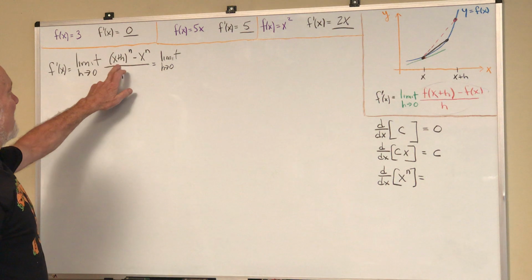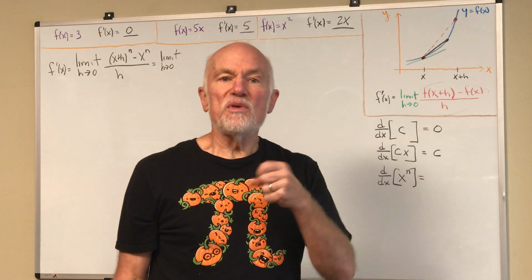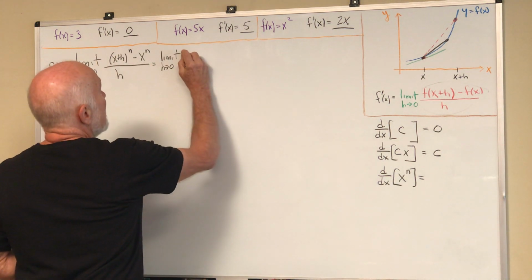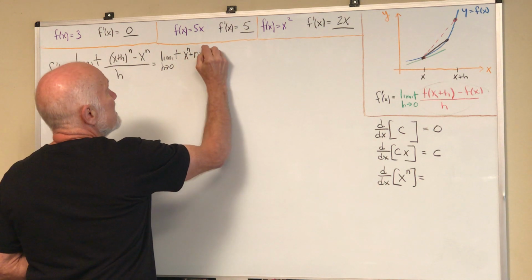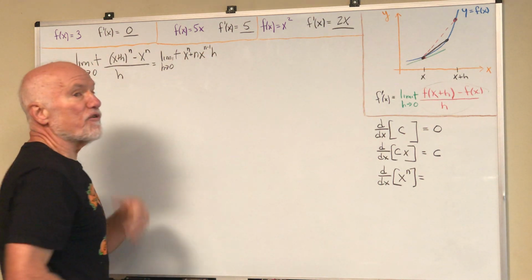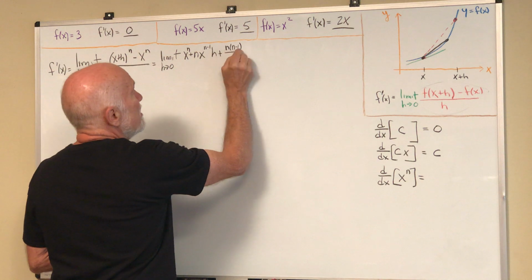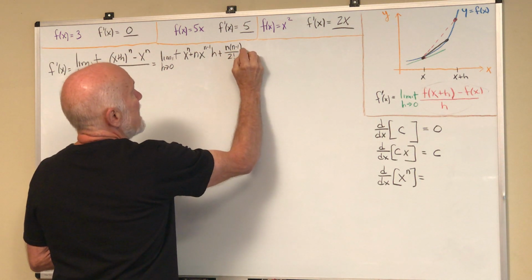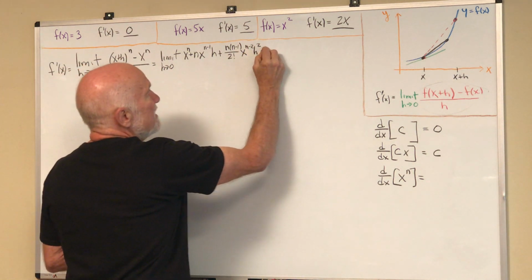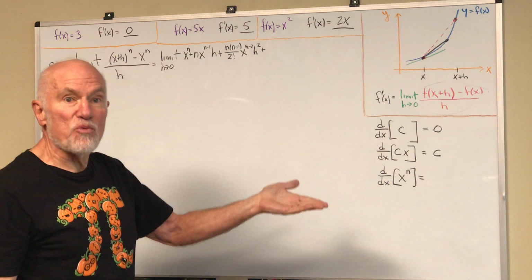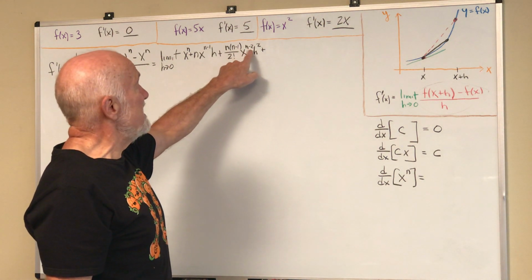Well, how am I going to take x plus h to the nth power? Well, we can use the binomial theorem. We can say x to the n plus n x to the n minus 1 h to the first power plus n times n minus 1 over 2 factorial times x to the n minus 2 h squared. And then the next term is going to be n times n minus 1 times n minus 2 over 3 factorial, x to the n minus 3, h cubed.